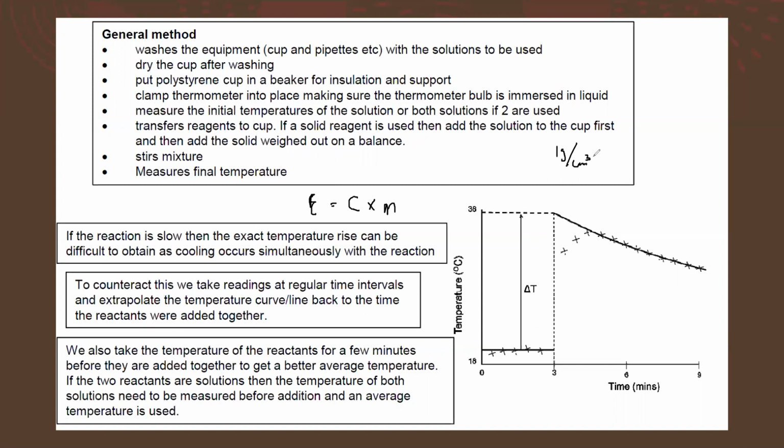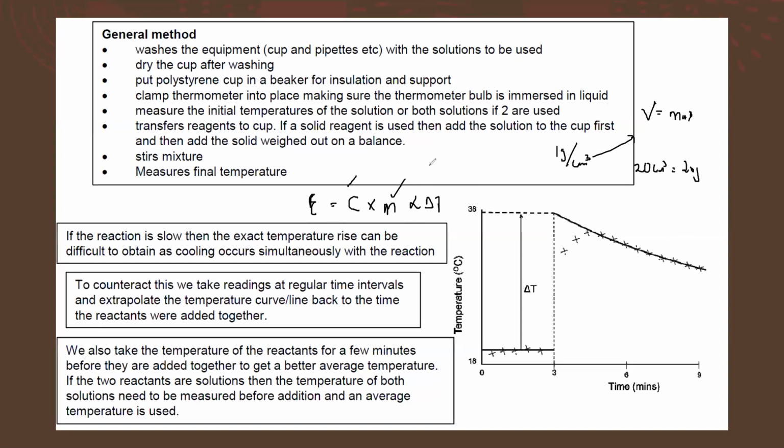So if density is 1 gram per centimeter cube, it means the volume of the water is the same as the mass of water. For example, if I have 20 cm cube of water, it means I have 20 grams of water. That is our assumption that water density is 1 gram per centimeter cube. So we don't have to measure the mass, we just measure the volume, and the volume of the water will be the mass of the water. The next thing is temperature change. The temperature change is the difference.